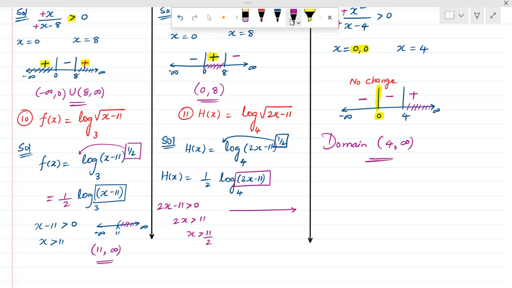So if you draw the graph of this, plus infinity to minus infinity, this is 11 over 2. It is right open. So therefore the domain is 11 over 2 comma infinity.